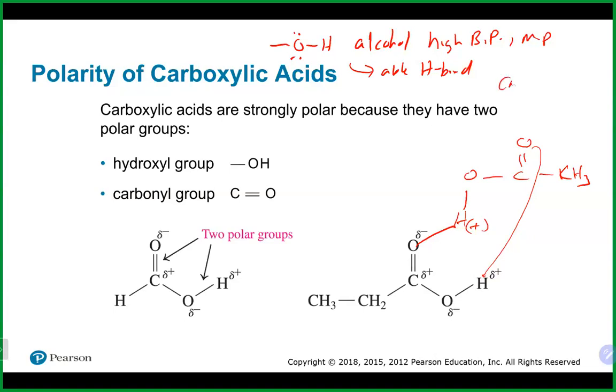So a carboxylic acid could actually beat the alcohol in terms of boiling point and melting point, and that's because it's held together by those really strong hydrogen bonding forces, which means it takes a lot more energy to break them apart from each other to get them into the gas phase when they boil, and that results in a much higher boiling point.